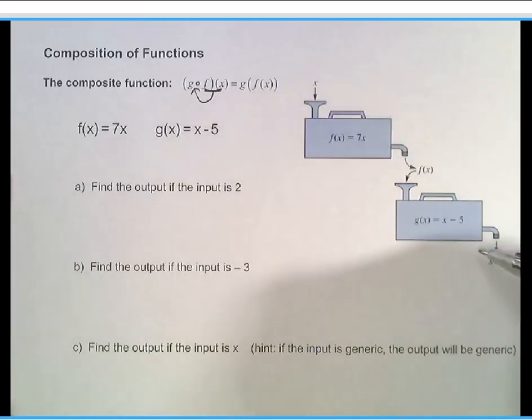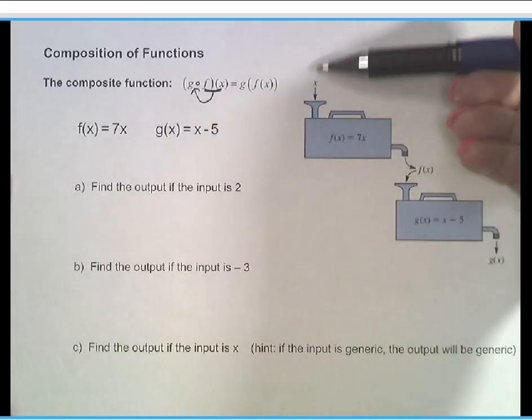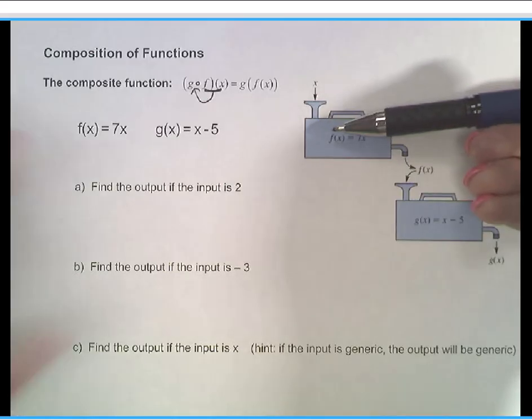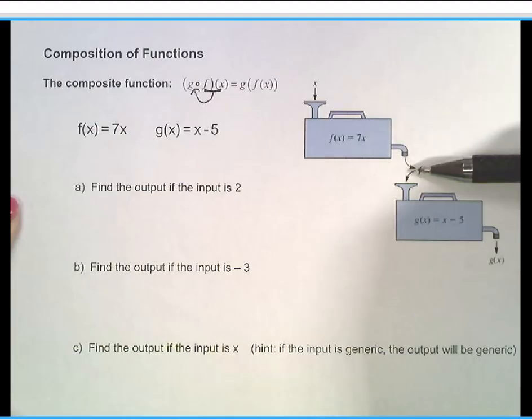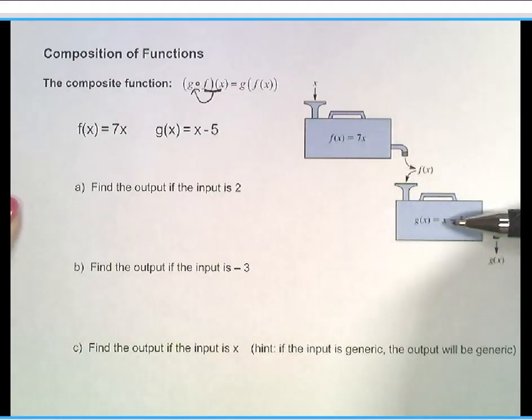We have 2 function machines. We're going to drop a number into the inside function, so the F. Then it's going to grind and crunch, spit out a number that's going to get dropped into G, and then G is going to grind and crunch on that number and spit out your final output. So it's just like we have joined machines.